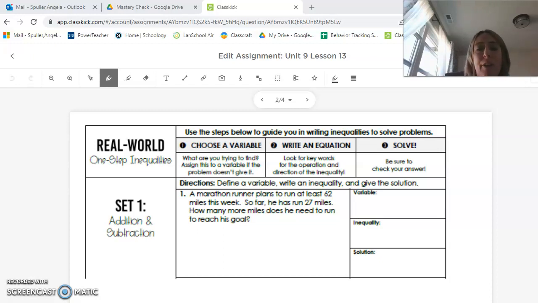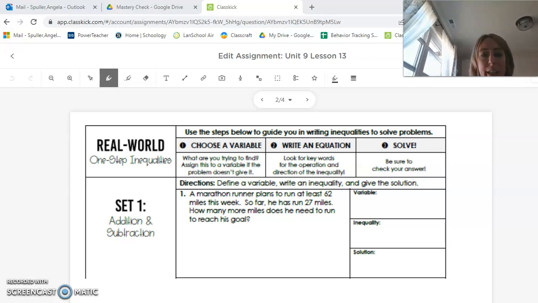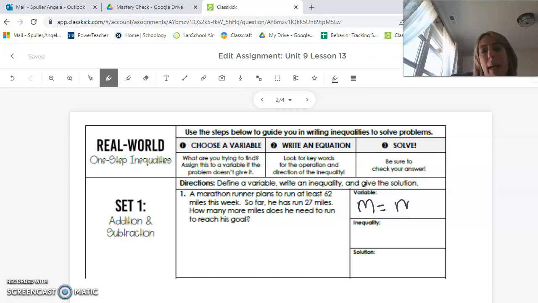Okay, a marathon runner plans to run at least 62 miles this week. So far, he's run 27 miles. How many more miles does he need to run to reach his goal? So, first off, what's our variable? Well, I like to use m because we're looking at miles, so m makes sense.